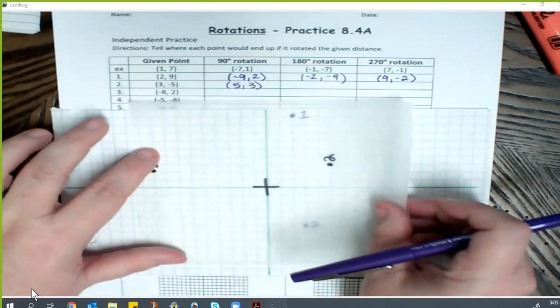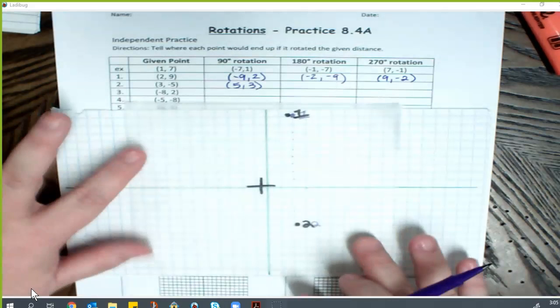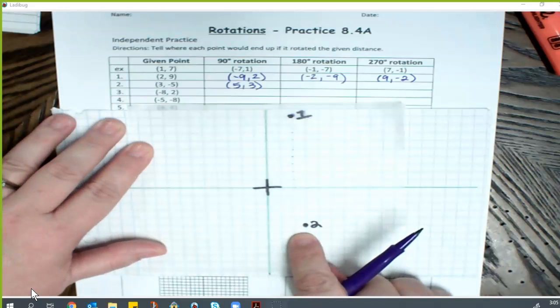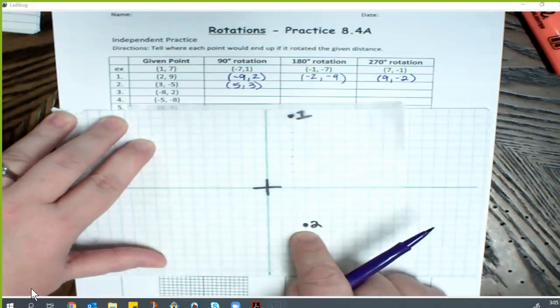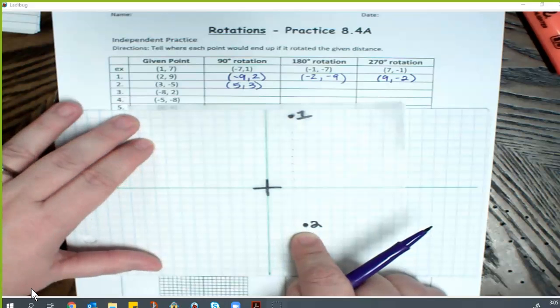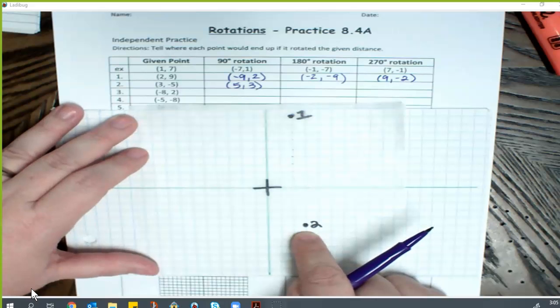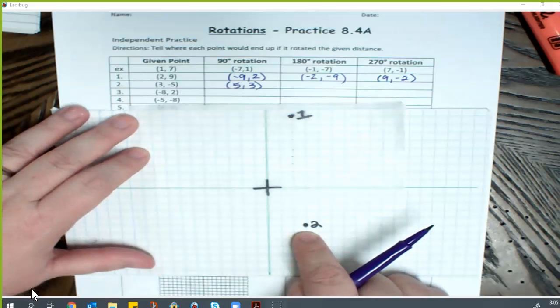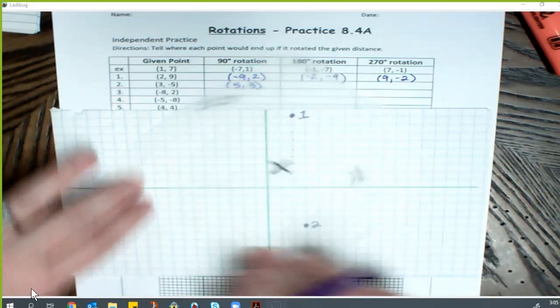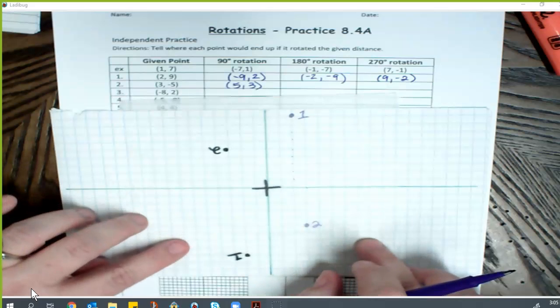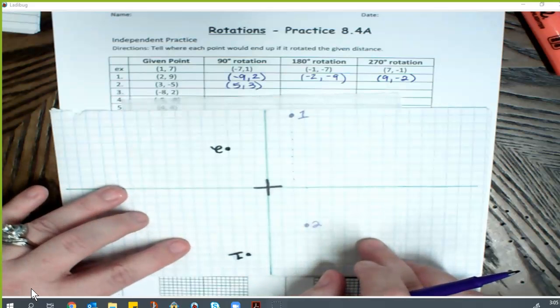All right. Reset. Let's do 180. Point 2 was down here in quadrant 4. If I rotate 180 degrees, what quadrant am I going to end up in? Quadrant 2. How many turns is 180 degrees? 2. Let's see if he's right. 1, 2. Absolutely, quadrant 2.